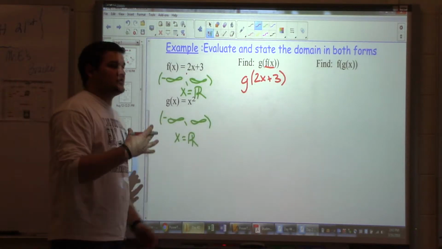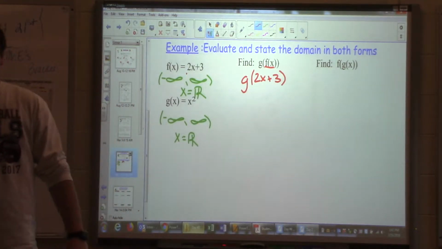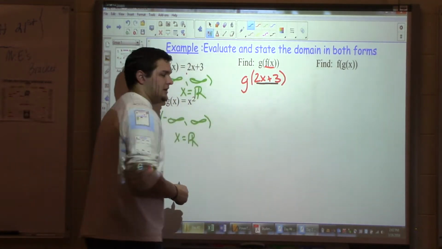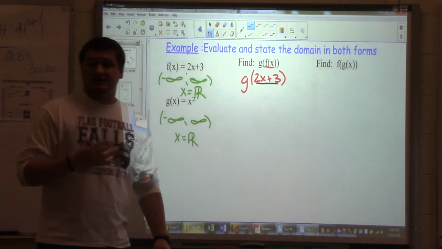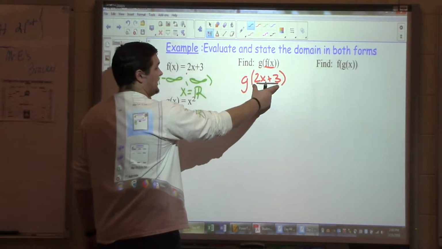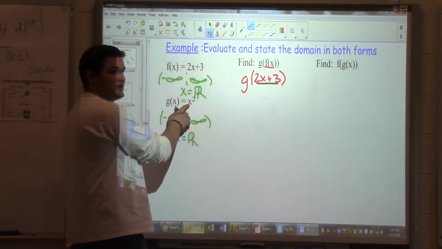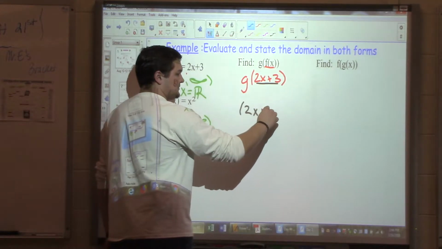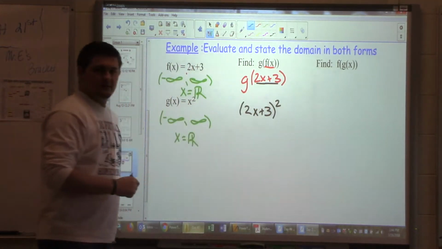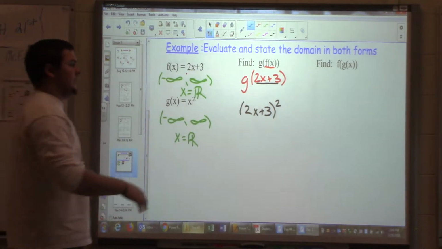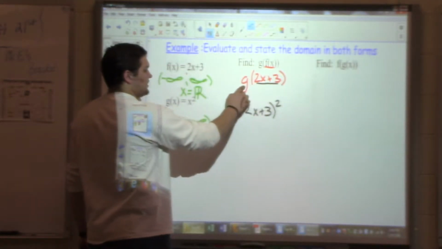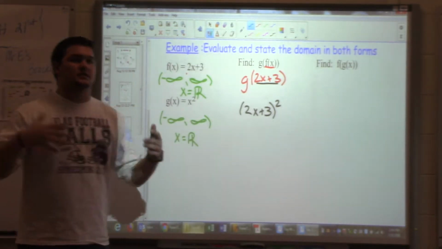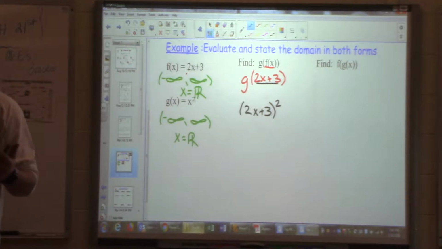Now, here's the tricky step where people kind of get lost a little bit. What we're going to do now is I'm going to take anything that's in my parentheses, in this case 2x plus 3, and I'm going to apply it to my g function. Or I'm going to take whatever's in the parentheses, and anywhere I see an x in my g function, I'm going to plug in 2x plus 3. So it becomes 2x plus 3 squared. Right? So anything inside the parentheses, into my g function, wherever there's an x. So it becomes 2x plus 3 squared. Does everyone follow me?